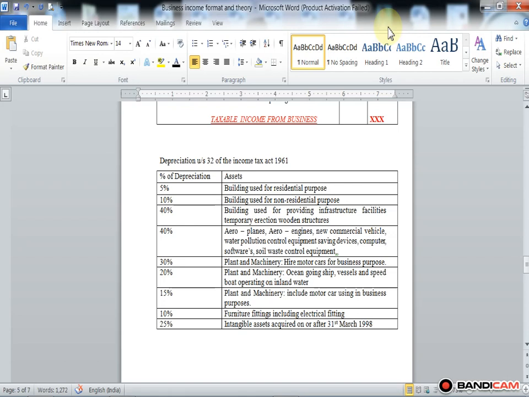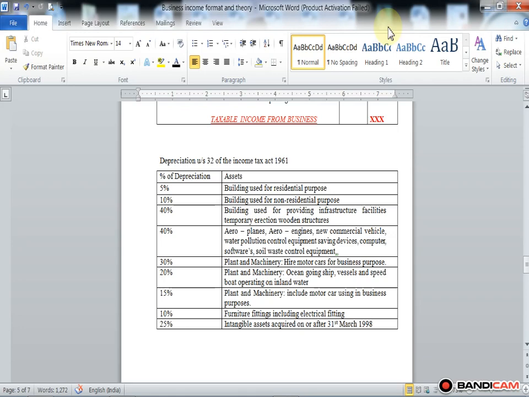depreciation on building: 5% for residential purpose, 10% for non-residential purpose, 40% for building used for providing infrastructure facilities, 40% on aeroplanes, aero engines, water pollution control equipment, waste control equipment and computer software. 30% on plant and machinery used for business purpose including motor cars, 20% on ocean going ships, vessels and speedboats operating in inland water. 15% on plant and machinery including motor car used for business purpose. 10% on furniture and fittings including electrical fittings. So these are the rates of depreciation.